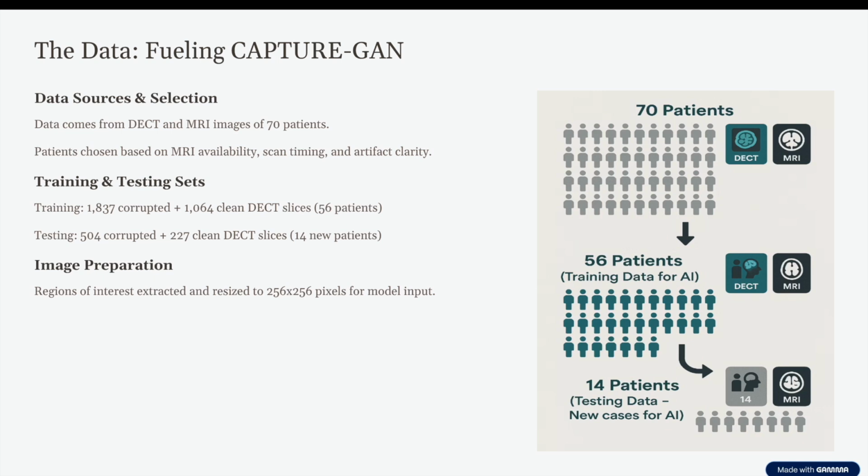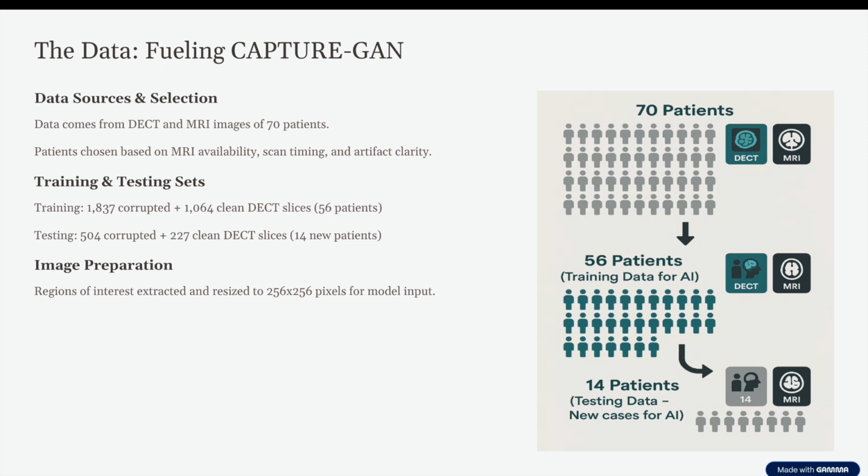To rigorously test CAPTURE-GAN, the researchers started with a carefully curated dataset. The foundation was DECT and MRI images collected from 70 patients. The selection criteria were important. They specifically chose patients where MRI images were available for precise edema annotation, ensured the DECT and MRI scans were performed within a month of each other for comparability, and focused on cases with clearly identifiable artifacts.